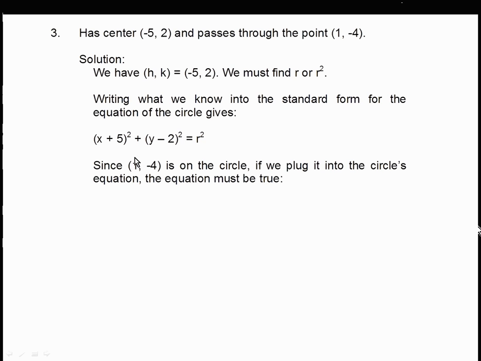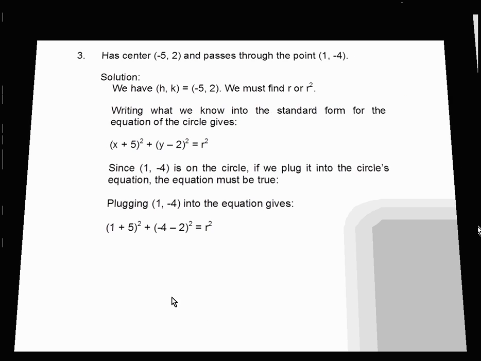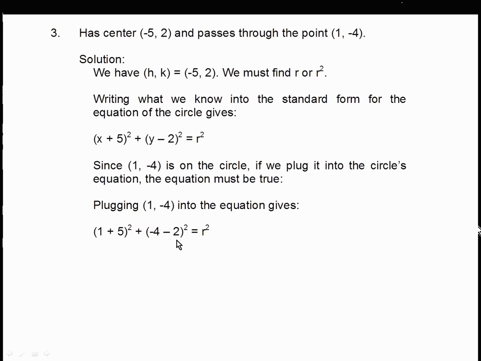So plug 1, -4 into this equation. X is 1, y is -4. So I get 1 plus 5 squared plus -4 minus 2 squared equals R squared. So it's 6 squared plus -6 squared. Okay, it's just a weird coincidence. 36 plus 36. So I get 72 is equal to R squared. So there's my R squared.